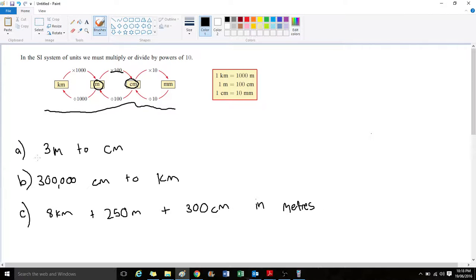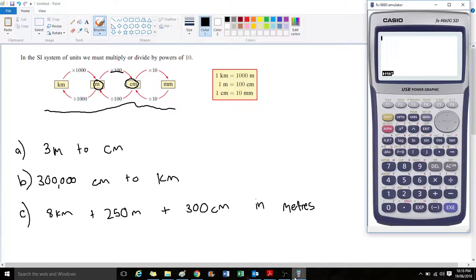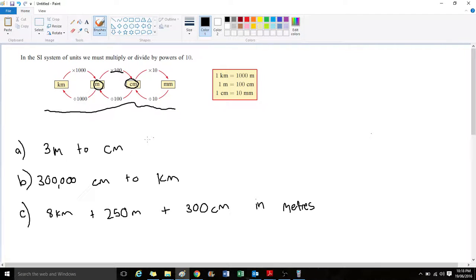So all we're doing is the number of meters times 100. Very happy for you to use your calculator, but of course 3 times 100 is just 300. So if we're converting 3 meters to centimeters, it's going to be 300 centimeters. Now, if we're converting 300 centimeters to kilometers, we're starting at centimeters and we're going to kilometers.